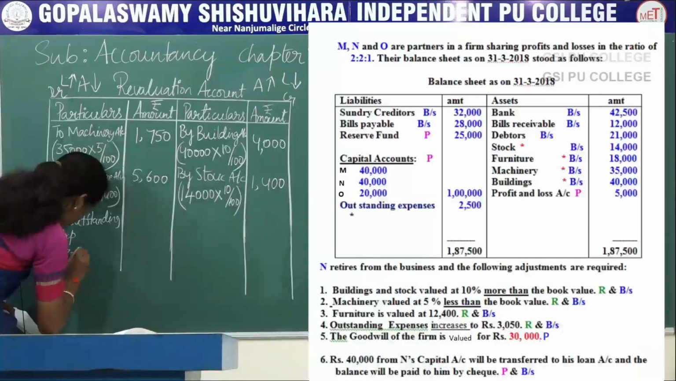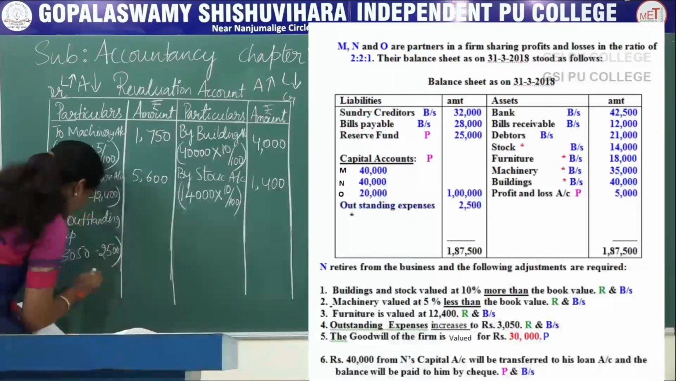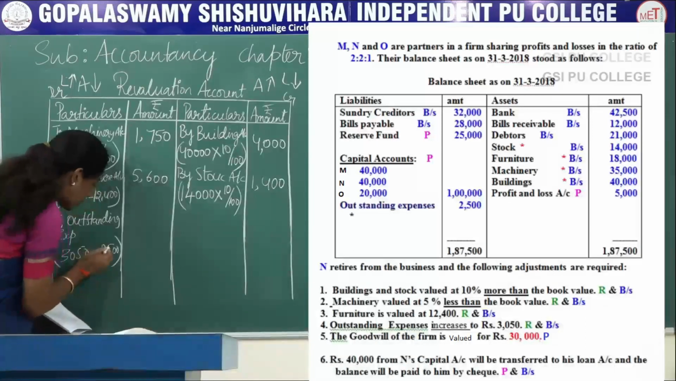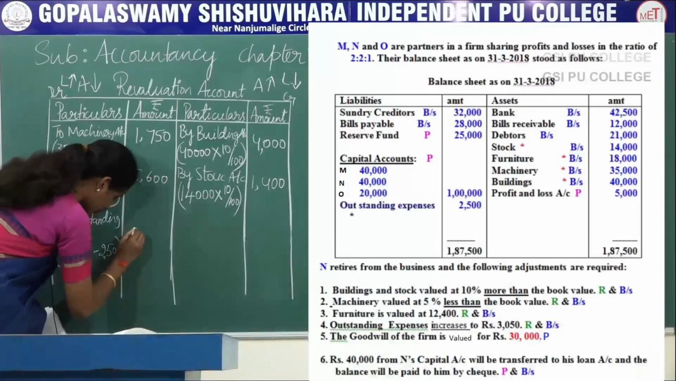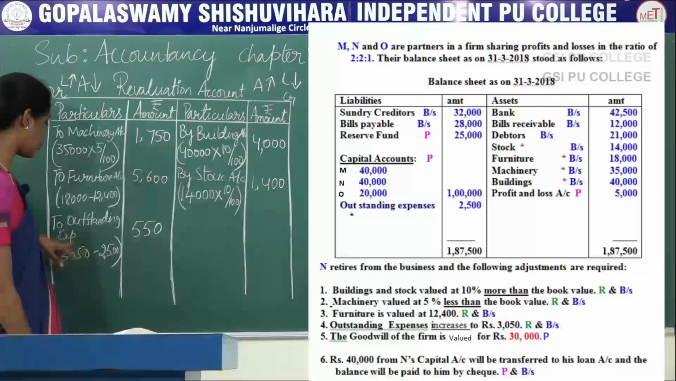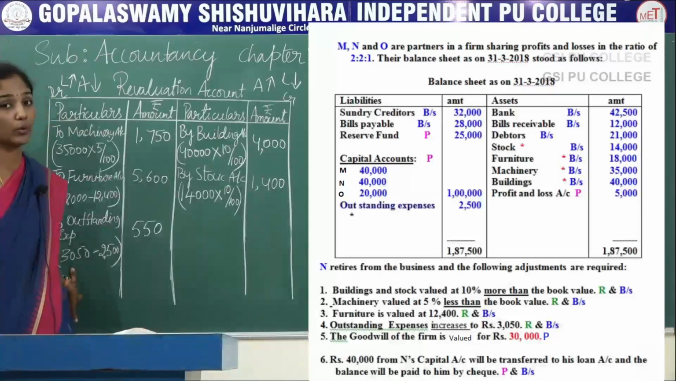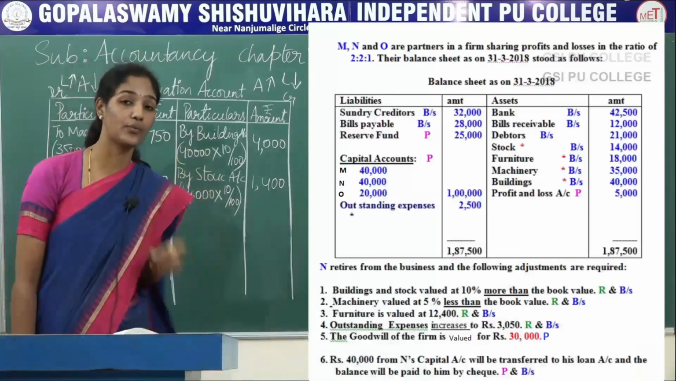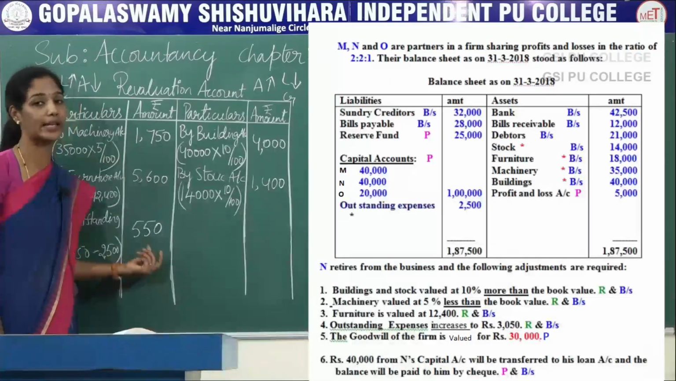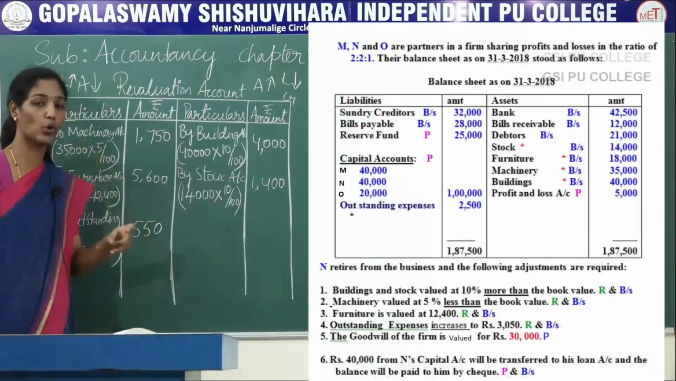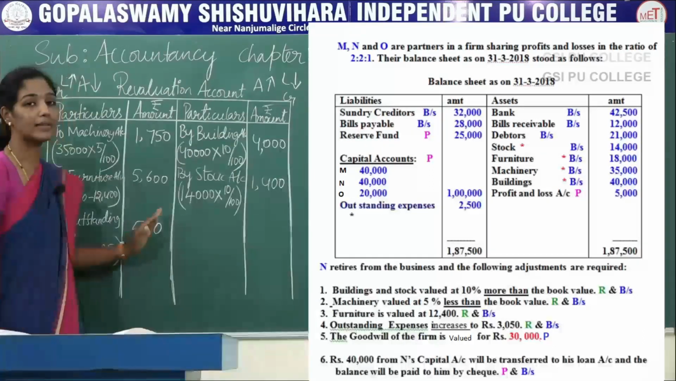So now 3,050 minus the old balance of outstanding expenses that is given in your balance sheet. 3,050 minus 2,500 comes to 550. On the liability side, outstanding expenses 2,500 is given, but in the adjustment it is 3,050 rupees. So if it increases to 3,050, how much has it increased? So here only 550 rupees increase in outstanding expenses is recorded on the debit side of the revaluation account. So now balance this account.